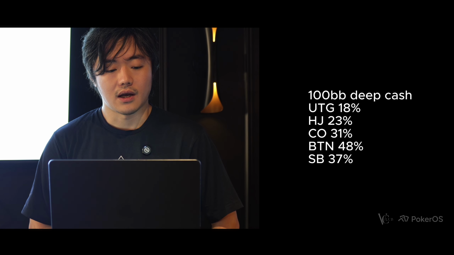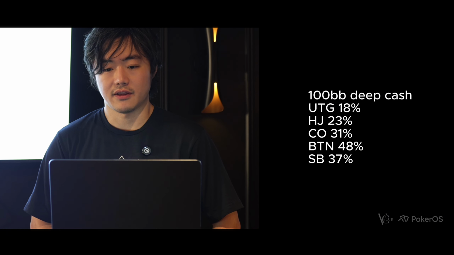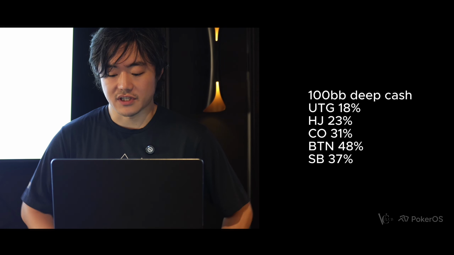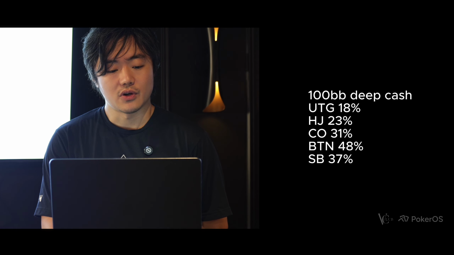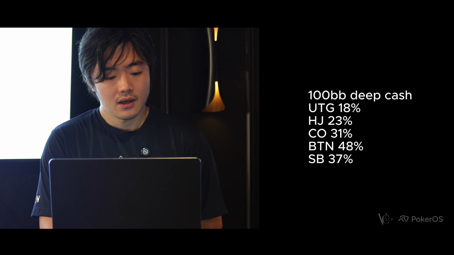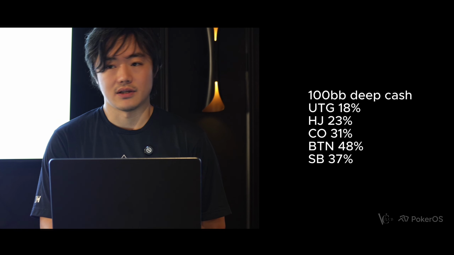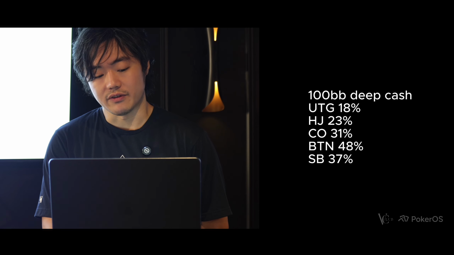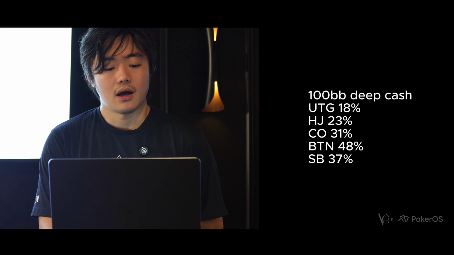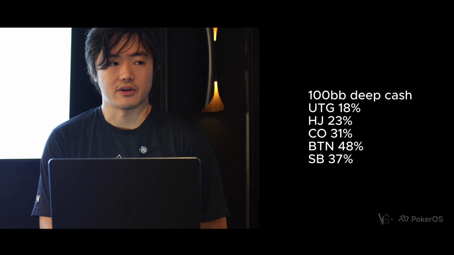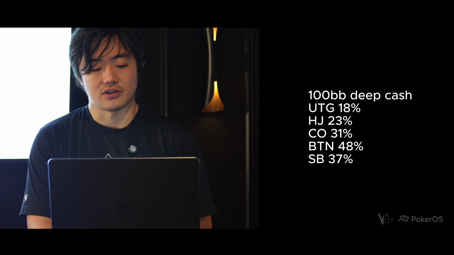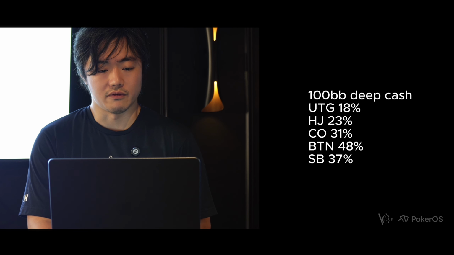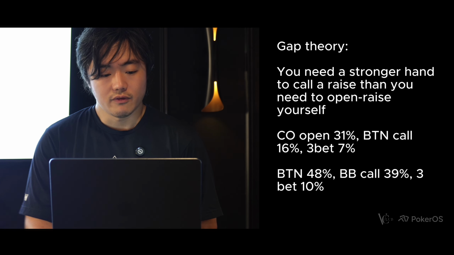So let's get started. We have a quick recall, which is the RFI, raise first in, where you raise as the first player to put chips into the pot voluntarily. In a 100 big blind deep cash game, UTG will open 18%, and as the position moves later, it's going to be 23, 31, 48%. It drops a little bit for the small blind, 37%, because position is very important in PLO. Those are covered in lecture 1. In case you want to review, it's on YouTube. So let's move on to other lines.